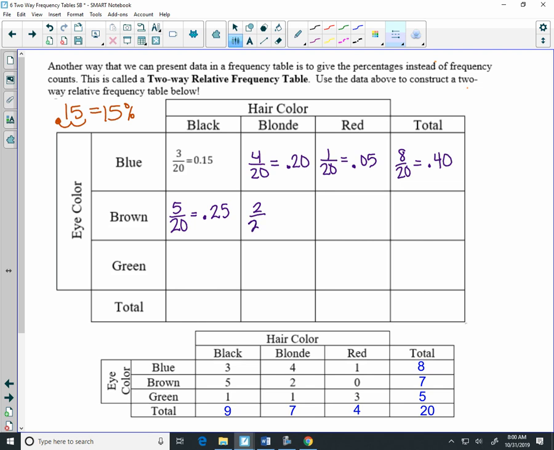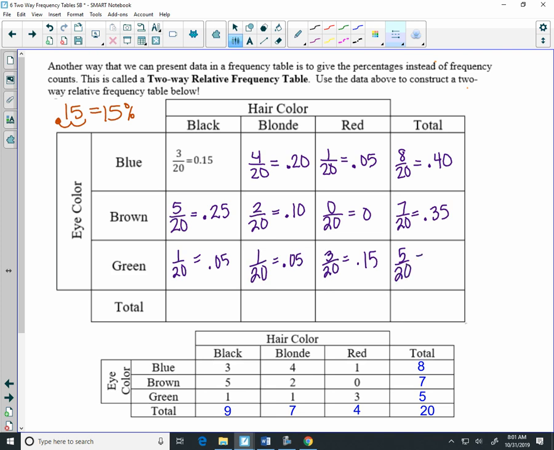2 over 20, 0.10. We had 0 students with brown eyes and red hair. And the total of that row was 7 over 20. For green eyes, we had 1 over 20 for this first cell, 1 over 20 for our second cell here, 3 over 20 for red hair and green eyes. The last one here is 5 over 20 for that total row.